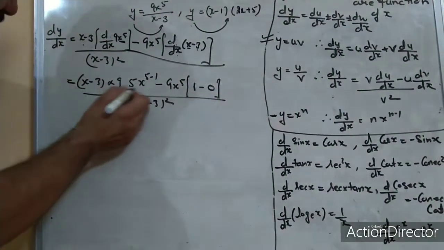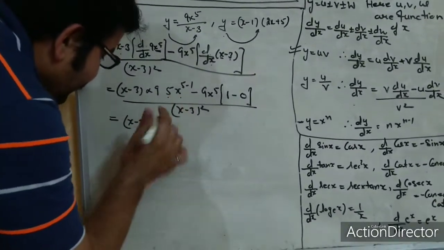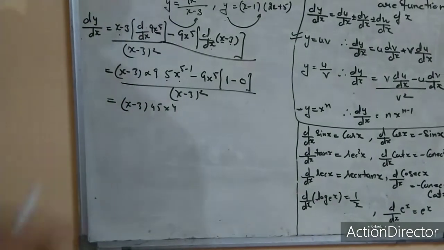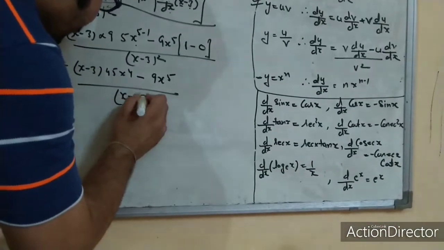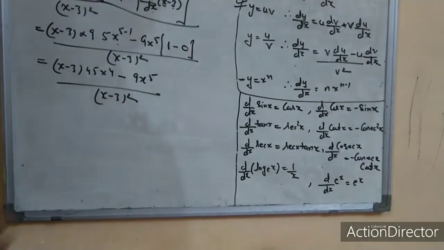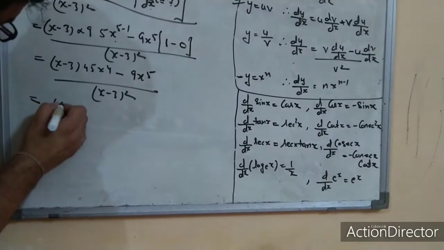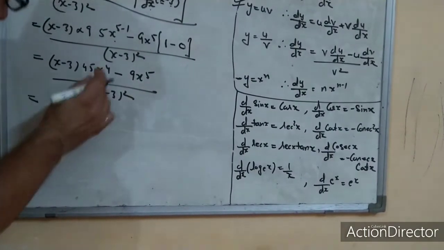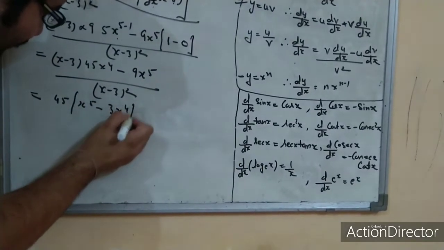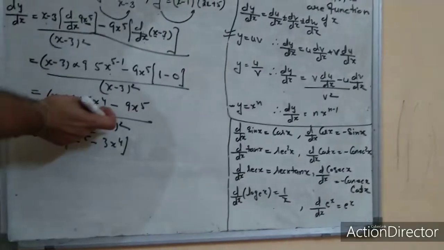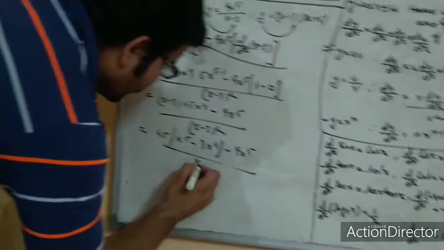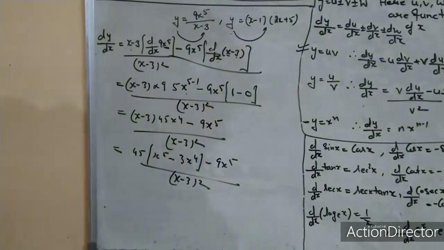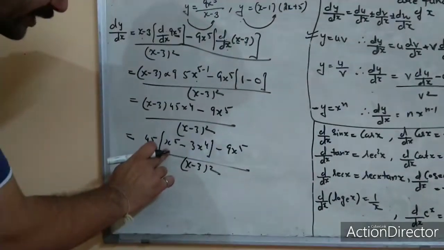Now you have to multiply this one. It will be 5x to the power 4. Then x minus 3, 5 times 9 leaves 45, 45x to the power 4. 9 times 5 is 45, x to the power 4 minus 1, so 9x to the power 5 divided by x minus 3 whole square. Now next, how much will this be? 45 as it is, going inside x, gives x to the power 5 minus 3 times 45x to the power 4, minus 9x to the power 5, divided by x minus 3 whole square.